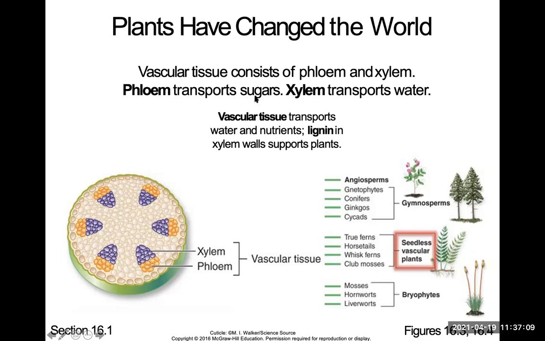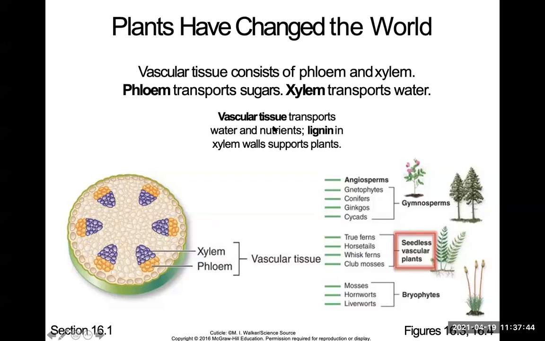Phloem is the one that's going to transport sugars. Xylem is going to transport water. Water is taken up by the roots and then it travels up. So xylem goes up. Leaves make sugars through photosynthesis. So phloem goes down, takes sugars down from the leaves. So vascular tissue is going to transport water and nutrients. Those are the 2 vocabulary terms. Just make sure you know that phloem goes down, xylem goes up.